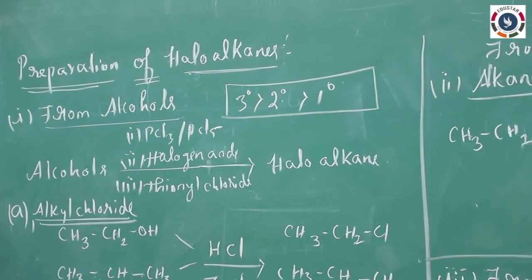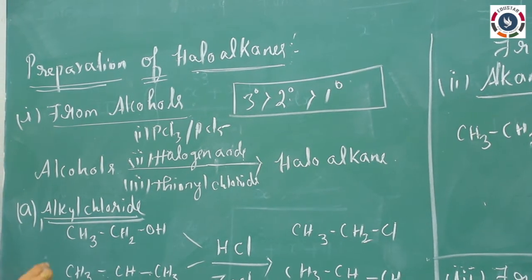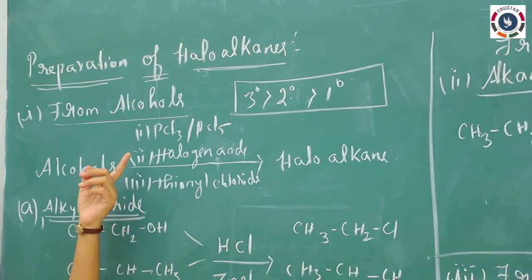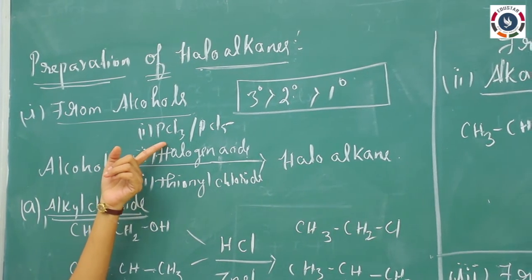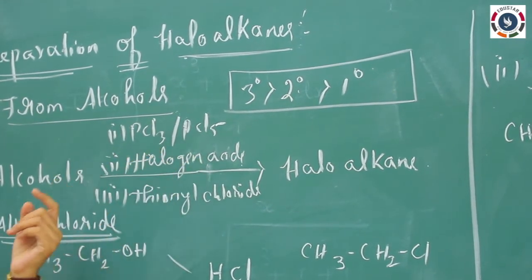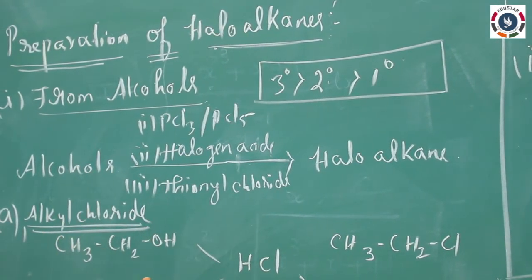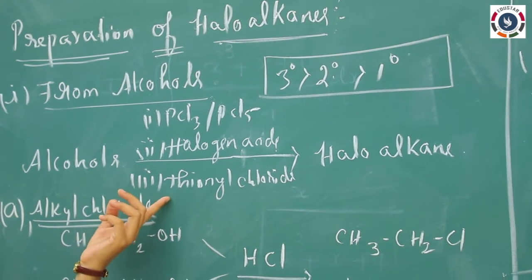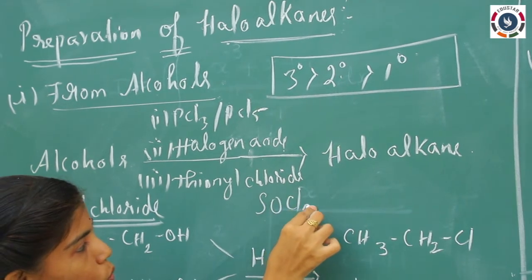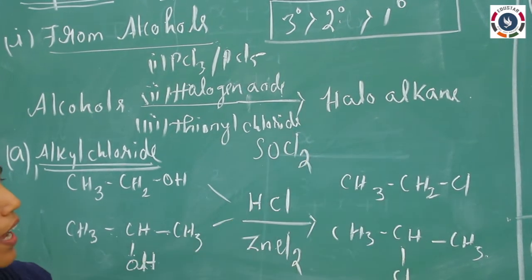See, for the preparation of haloalkanes, we can start from alcohols. From alcohols, there are 3 methods for preparing haloalkanes. What are they? First method is adding PCl3 or PCl5, that is phosphorus trichloride and phosphorus pentachloride. The second one is halogen acids, that is HCl, HBr or HI. The third one is thionyl chloride. Thionyl chloride means SOCl2. By adding these reagents, we can get haloalkanes.